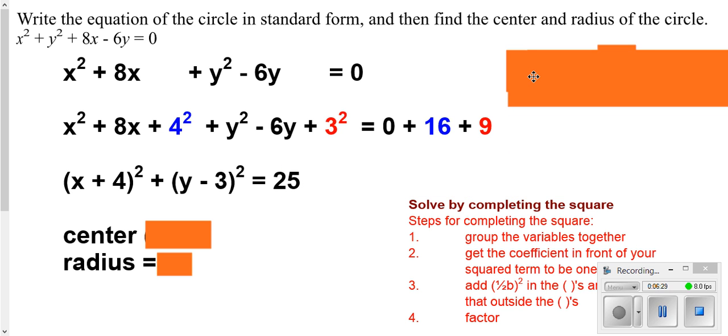Now that it's in the proper form, we can go ahead and write our center, which is the opposite of what's after the x, opposite of what's after the y. And then we take a look at our 25 and say, oh, well, that's r squared. If r squared is 25, we have to take the square root of both sides. We get r to be 5.